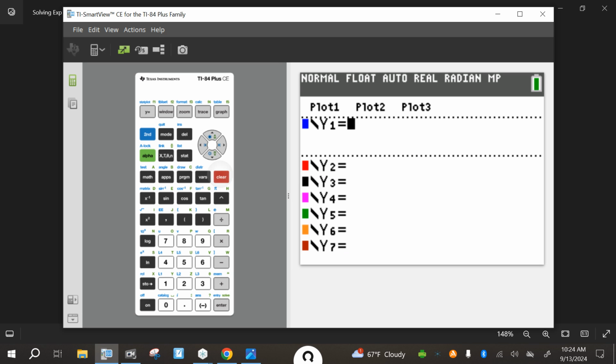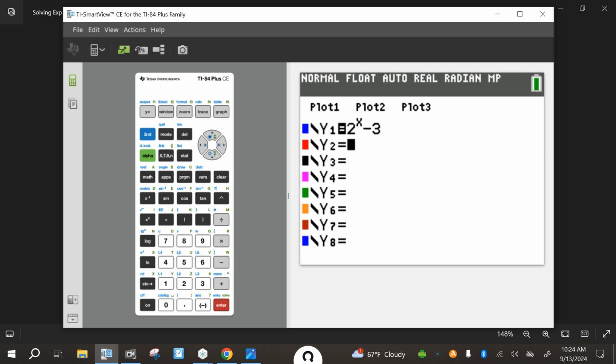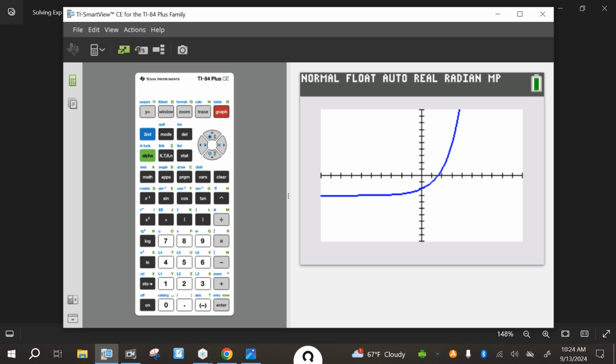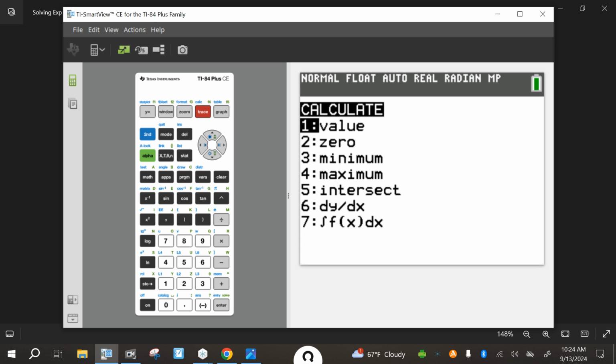So go to y equals, and let's graph this equation. Y equals 2 to the x. Don't forget to right arrow, and then you put your -3. I accidentally put a plus. So 2 to the x minus 3. Now go ahead and hit graph. We can tell from this graph it doesn't hit exactly at 2. It's somewhere in there. Second trace will help us find it.